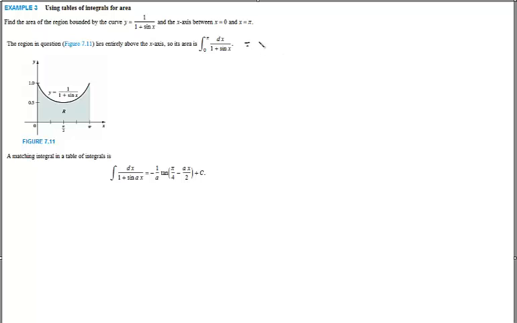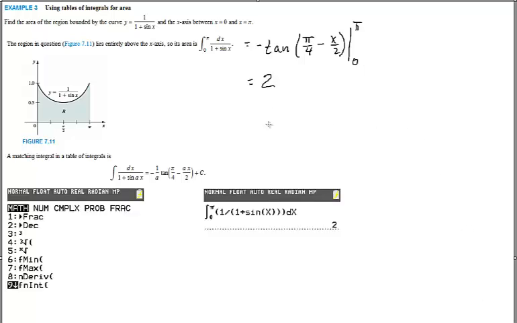For a is 1, I'm going to get negative 1 over 1, so I'm not going to write that, tangent of pi over 4 minus x over 2, because that'd be a 1, evaluated from pi to 0, and I'm just going to chunk that in. Alright, we use the table of integrals and then we just plugged in and I get a value of 2.